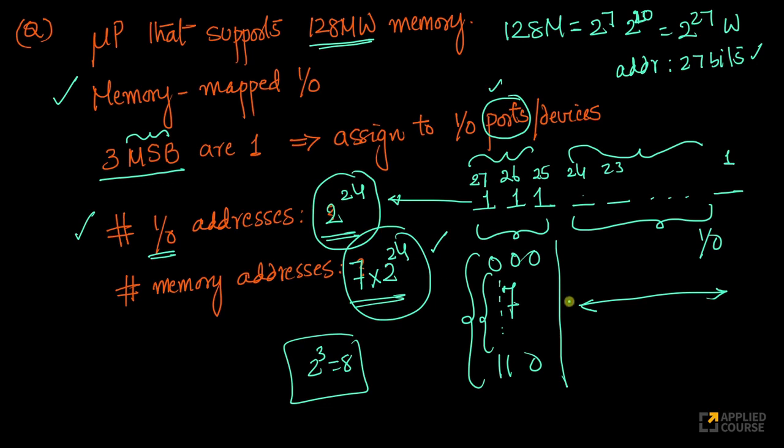Very simple question here. They've just not given you the number of bits in the address clearly. They have told you the microprocessor supports 128 megawords of memory. From this, we can easily compute the number of address bits. Given the number of address bits and given that the three most significant bits have to be 1, it's very easy to compute the number of IO addresses and memory addresses. Very simple question.